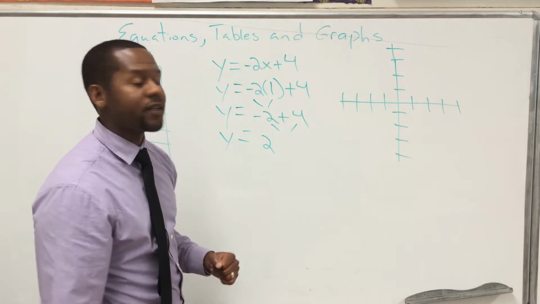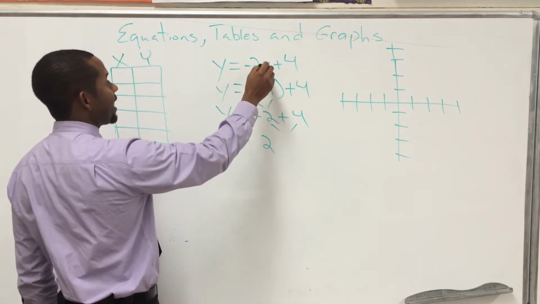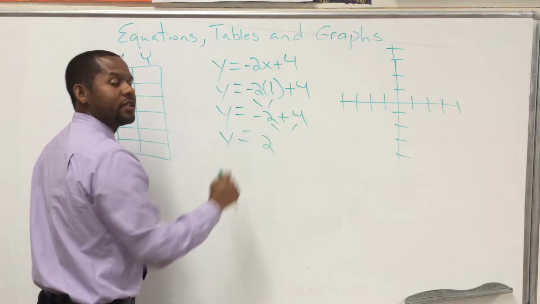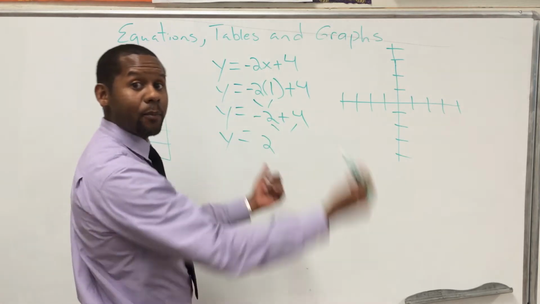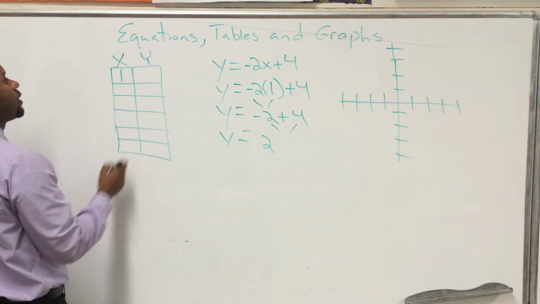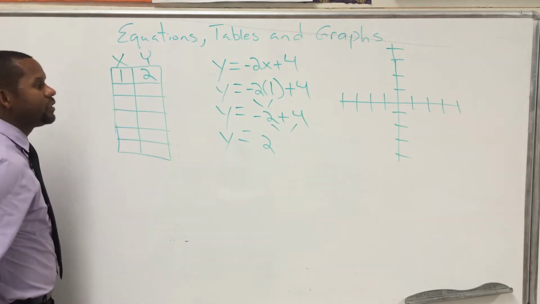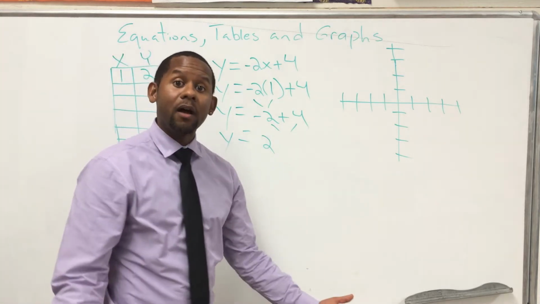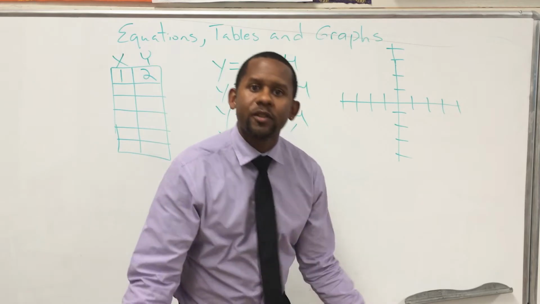So notice what I just figured out. I figured out that when x equals 1, I substituted 1 in for x, and I figured it all out. y equaled 2. So I can now put that into my table. So hey, x equals 1, y equals 2. Pretty easy, okay? Now, I need to figure out some more points for this table.